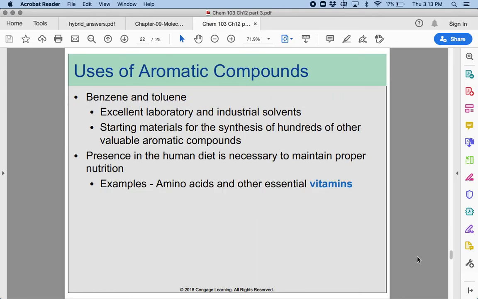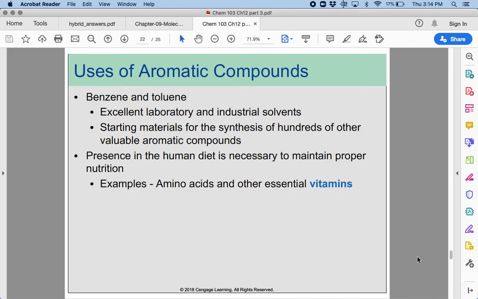So, benzene and toluene are some of the very popular aromatic compounds that are used in a laboratory, and they're really good nonpolar solvents. So, right now we know that water is one of the best polar solvents around, but that doesn't help us when we have nonpolar compounds. What if we need to dissolve a nonpolar compound? Benzene and toluene, which are both aromatic compounds, are really good at being these solvents.